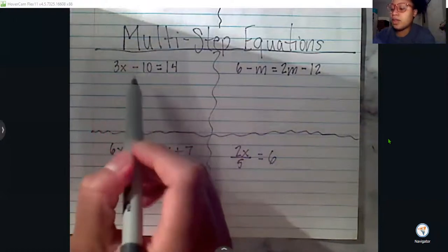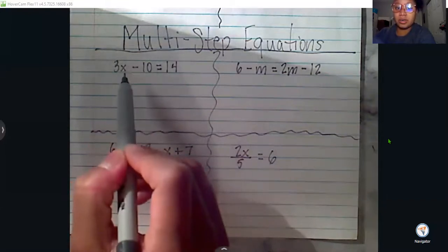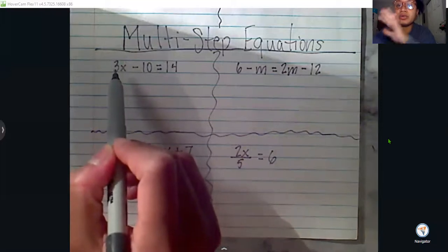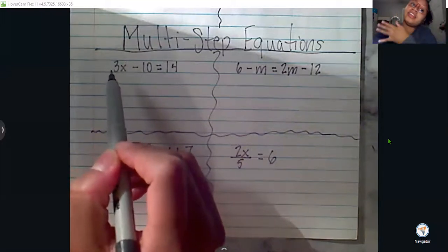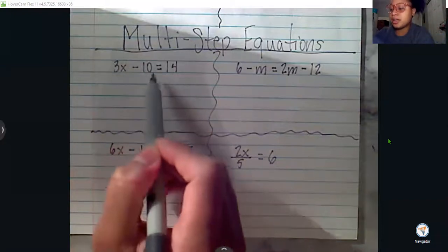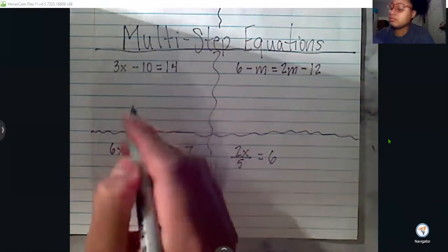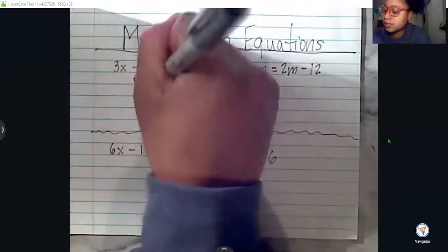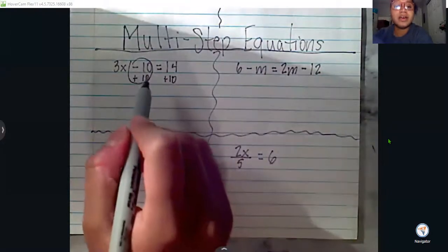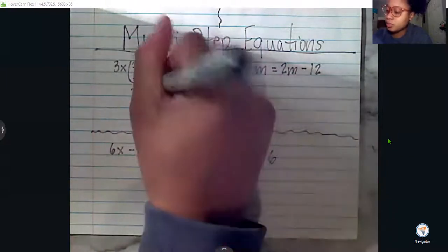So the thing that you have to think about now is what is attached to this x. So we know we want x to be alone. So we do have a 3x, but we have to remove the things that are furthest away and then until we can get to the closest. So the furthest thing away is the minus 10. So we have 3x minus 10. We need to get rid of this minus 10. So then the inverse operation would be addition. So we'd add 10 on both sides to get rid of it. This becomes a zero pair. So then you're left with 3x equals 14 plus 10 is 24.